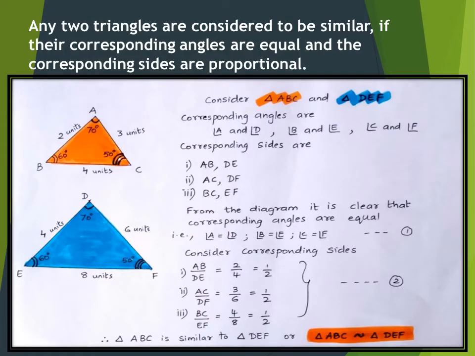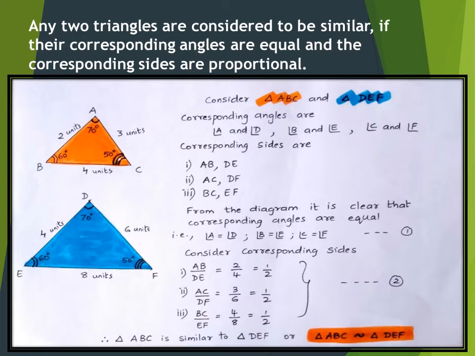Now you all know the conditions for any two polygons to be similar. Now we will study triangles. When are two triangles said to be similar? Any two triangles are considered to be similar if their corresponding sides are proportional and the corresponding angles are equal. Now how can you tell that they are equal? Observe these two diagrams. The first one is triangle ABC and the second one is triangle DEF.